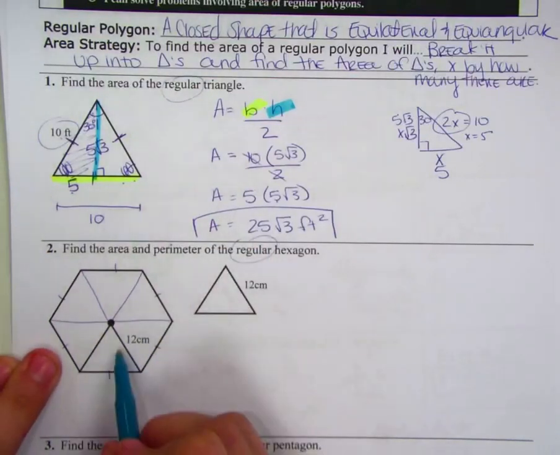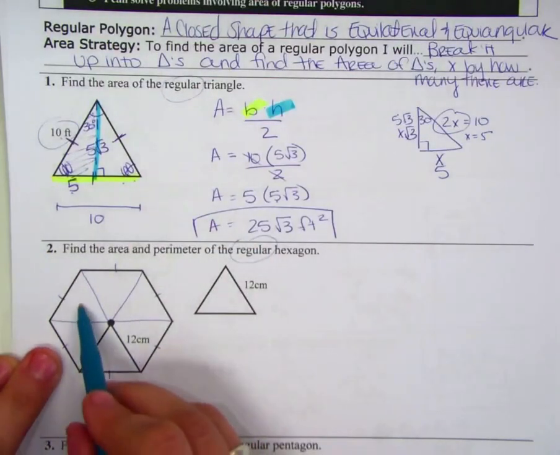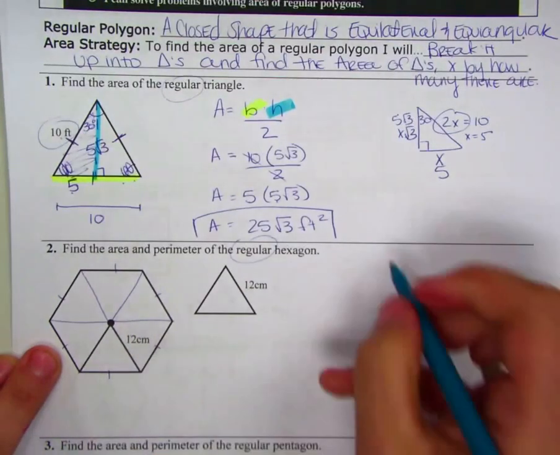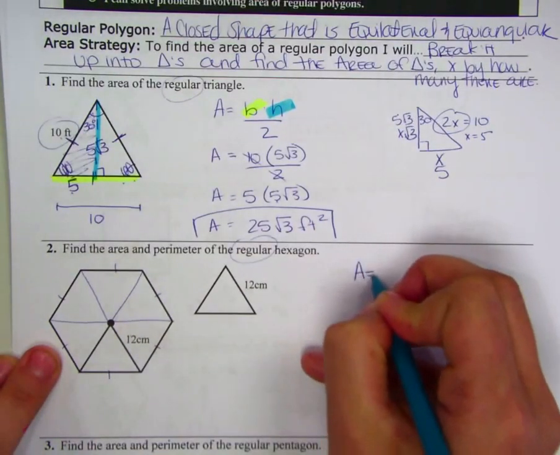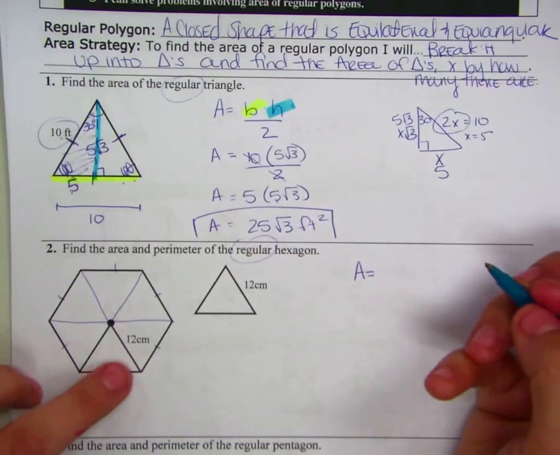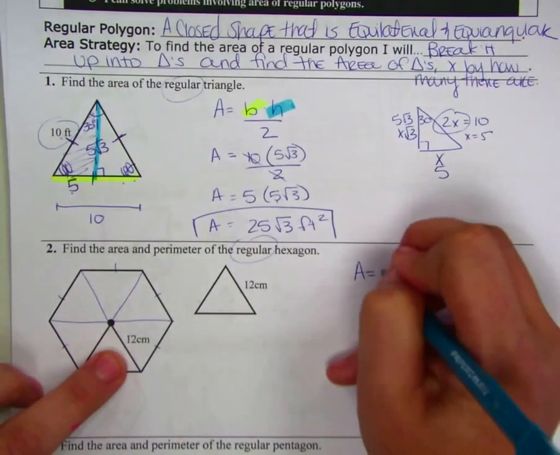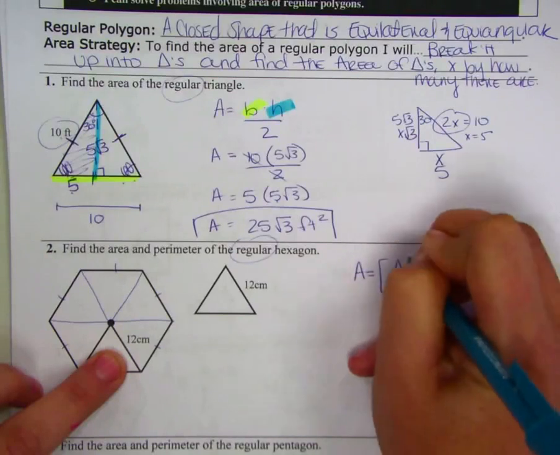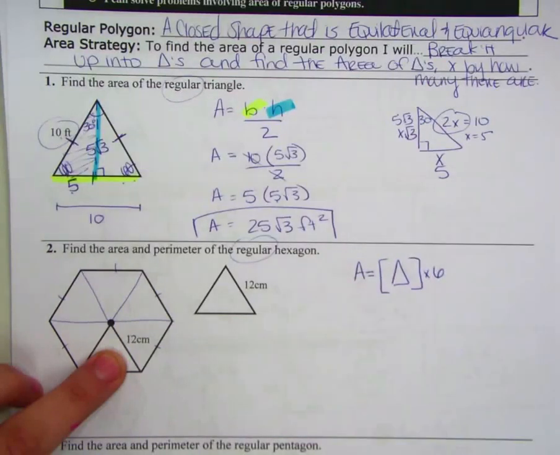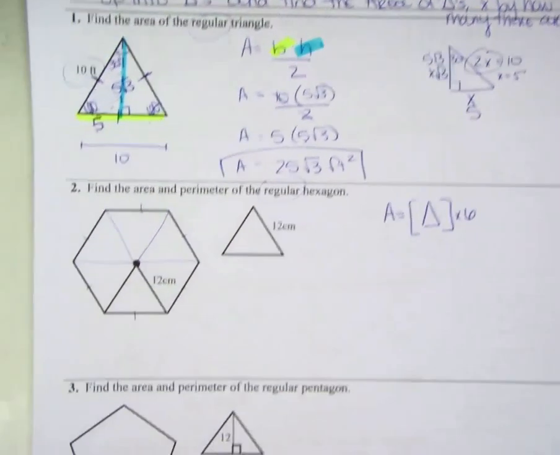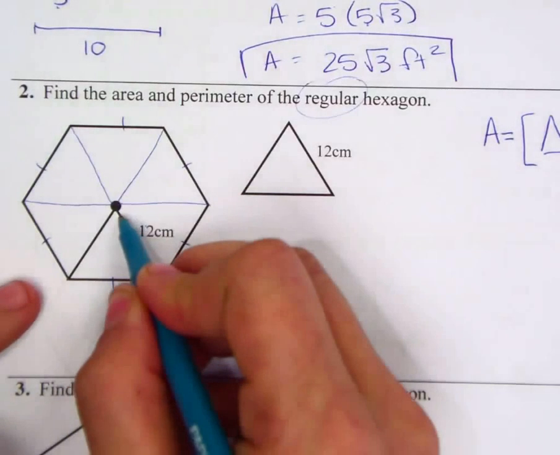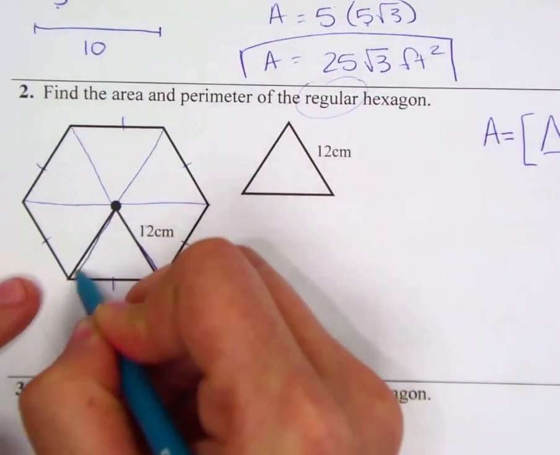And so what we've done is we've created 1, 2, 3, 4, 5, 6 triangles. So to find the area of this shape, we're going to find the area of one triangle, and then we're going to multiply that by 6. Okay, so we'll come back to this in a minute. So let's just focus on finding the area of this triangle. If this is 12, that means that this is also 12.